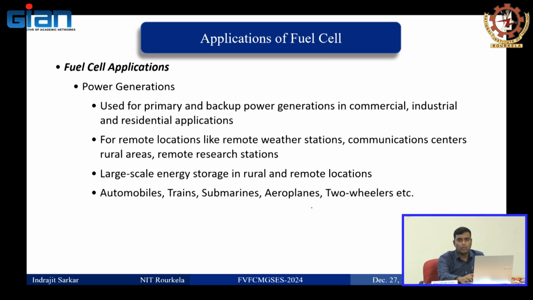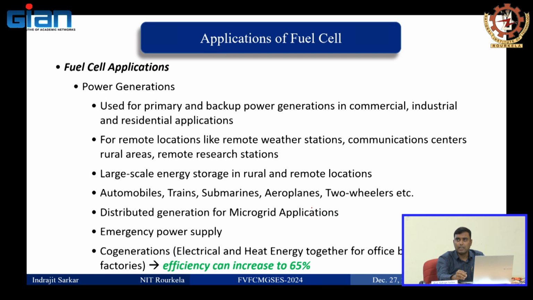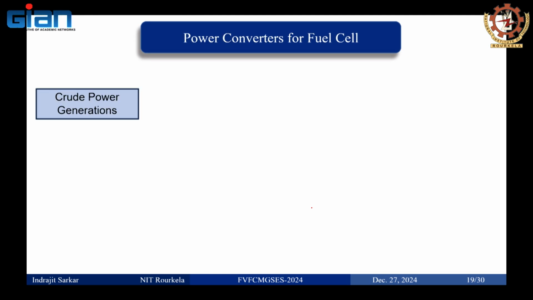Automobiles are also there, definitely, but those power levels are less. Here the power levels are far more, when you are connecting to the grid. Distributed generation for microgrid application, emergency power supply. Now cogeneration, as I was talking about, where you use both electrical energy as well as heat energy. In that case, your efficiency is far better than when a fuel cell is used only for electrical energy.